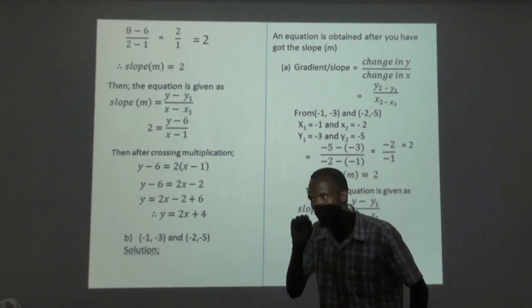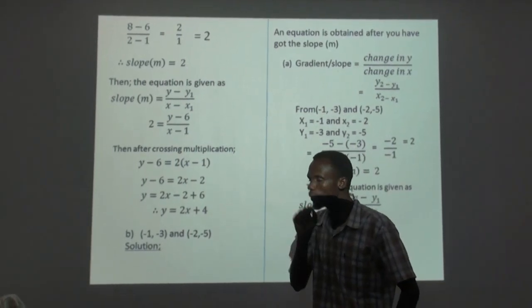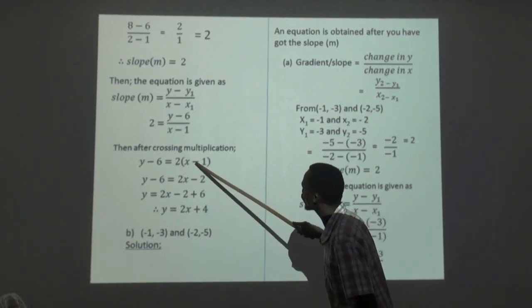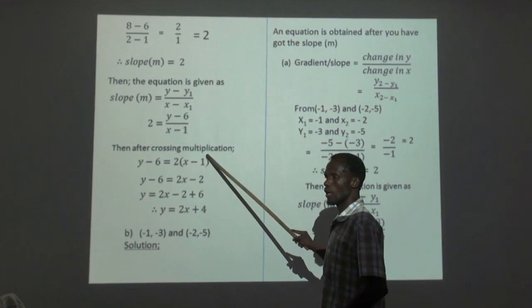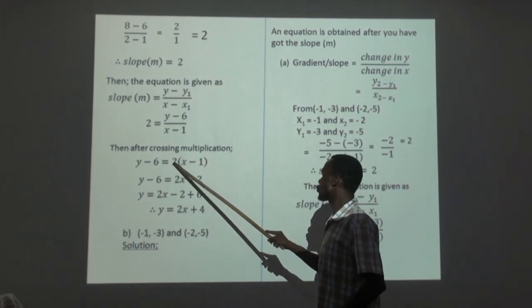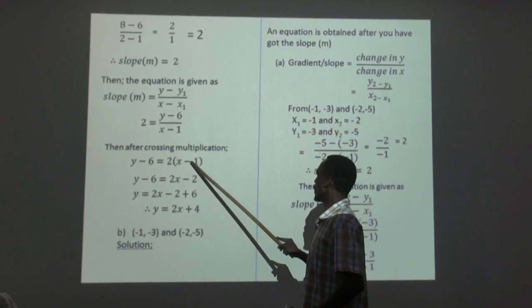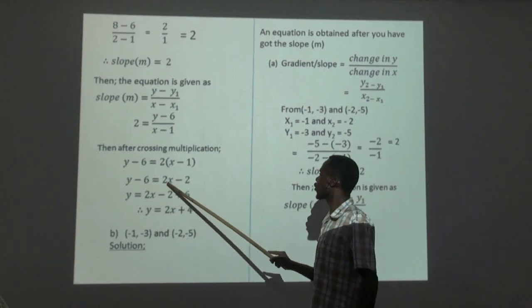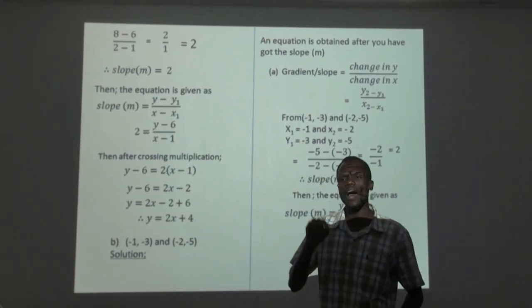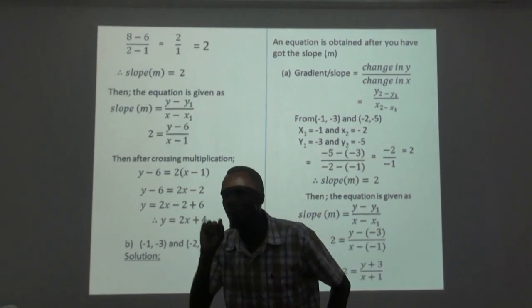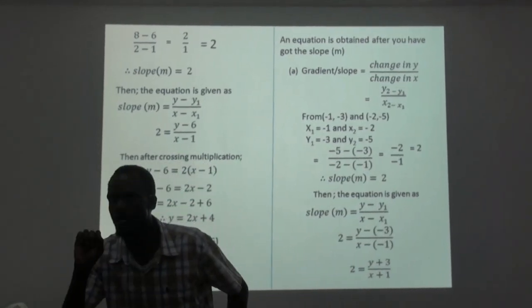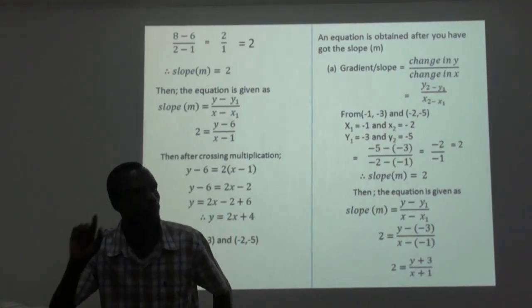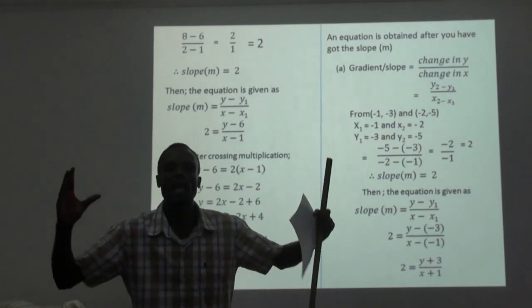Now, opening the bracket means this number must be multiplied by all terms found in the bracket. We have 2 times x, which is 2x, and 2 times 1, which is 2. Now we have y minus 6 is equal to 2x minus 2. From there we collect the like terms, putting similar terms together.